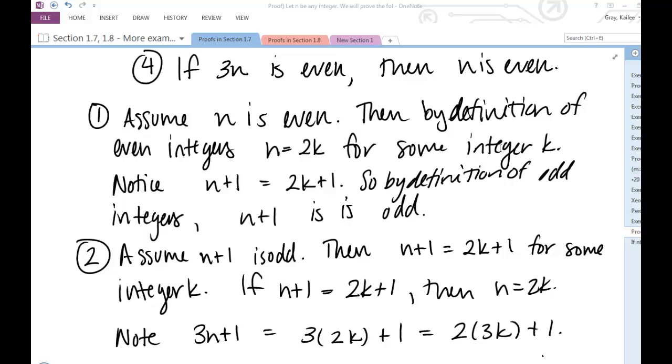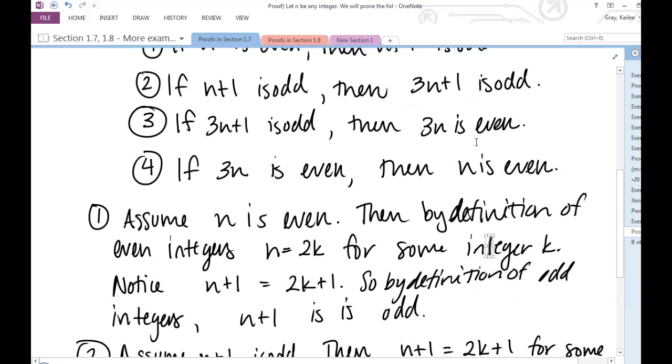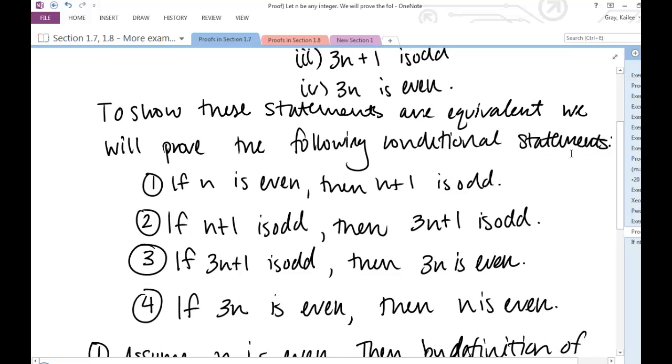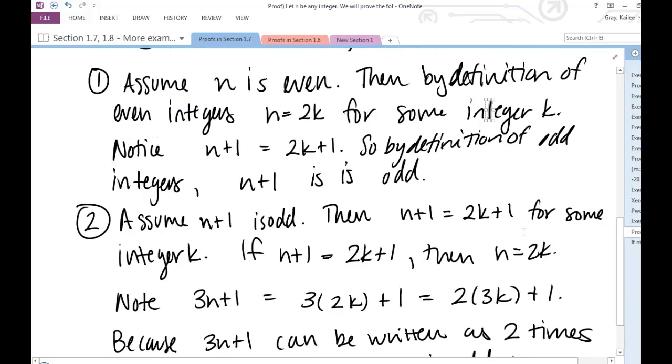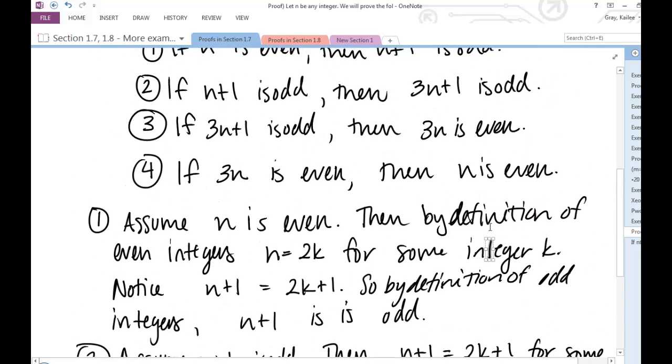Alrighty, in the last video we went through and we proved two conditional statements and set up the proof that we were going to do to show that these four statements are equivalent. So what we're going to do now is just finish it up. I just wanted to give you a little bit of a breakdown here so it wasn't too much to digest at once.